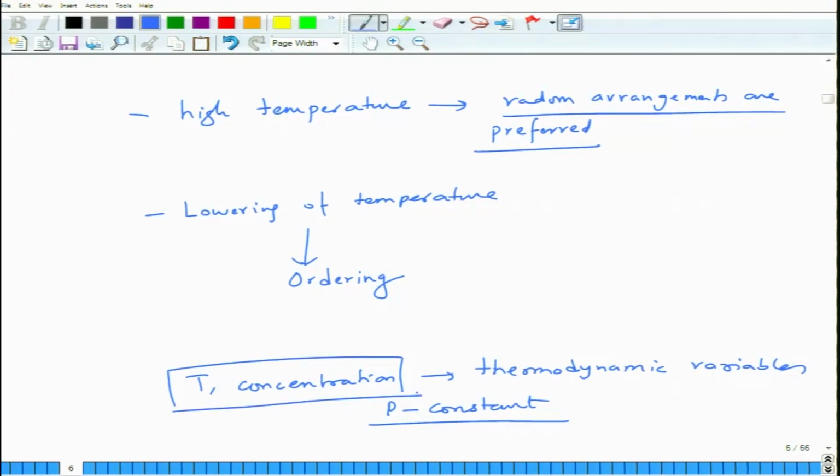Okay. So yes, temperature and concentration both are variable. Here we were talking of fixed composition, but of course if you change the composition, you will have to change the whole thing altogether, and you may find that there is something else which is happening there. Okay.